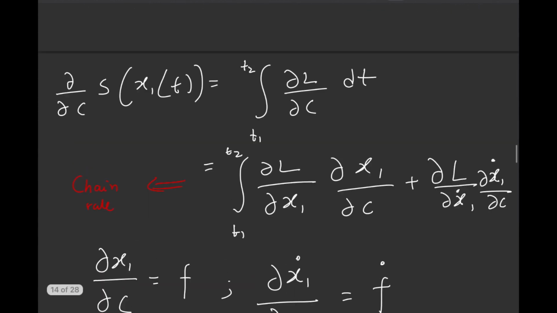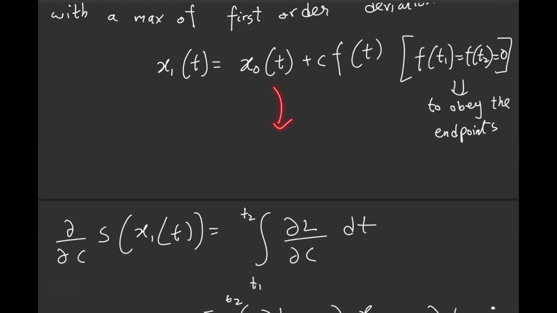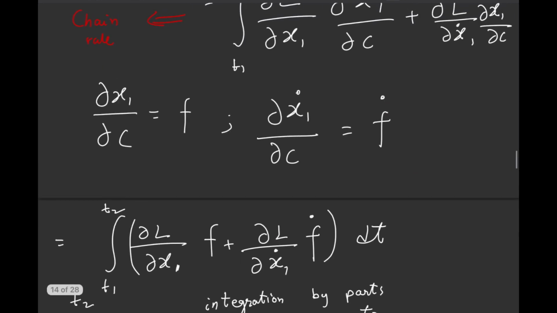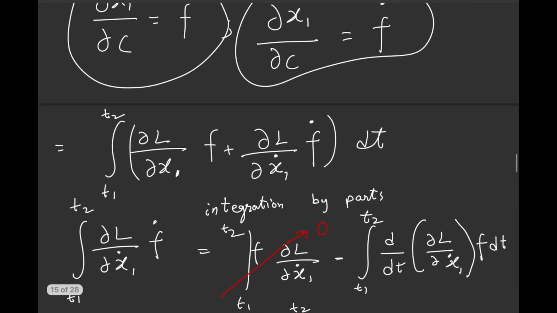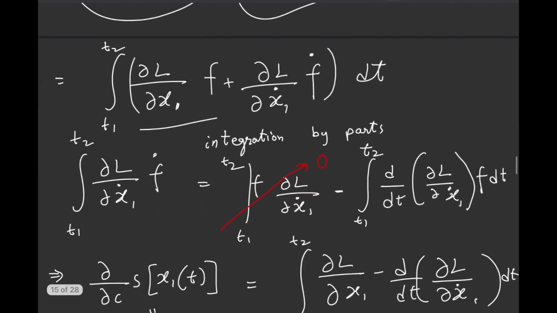That is evident from this equation. You partial differentiate it with respect to c, and you just get f of t, and then you differentiate it again with respect to time, you get f dash t. So now, since we know the value of dou x1 by dou c and dou x1 dot by dou c, we can put that back into this expression, and we get dou L by dou x1 f plus dou L by dou x1 dot f dot, dt as our expression for the partial derivative of the action. The second part can be integrated using integration by parts.